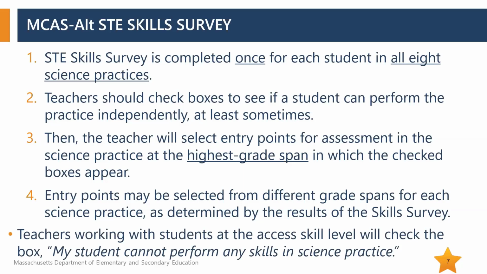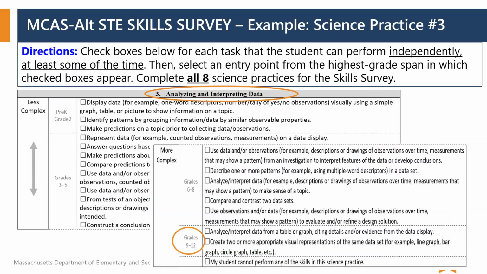Also, if you are a teacher whose students are using access skill level, there is a place for you to check off a box that says, my student cannot perform any skills in science practice. The rest of you doing entry point, you're going to have at least some that your student can do. If you are struggling to find something, please send me an email. I'll be happy to brainstorm with you. And there's also some examples that are in the science skill survey that can help you think of ways in which you can help your student to use at least some of these practices.